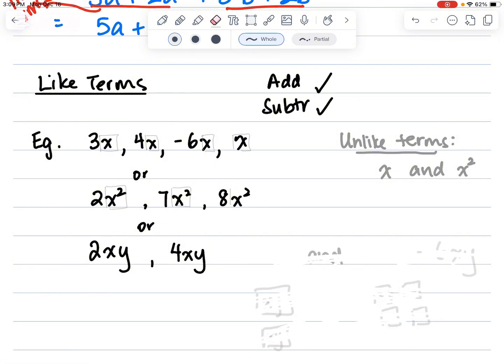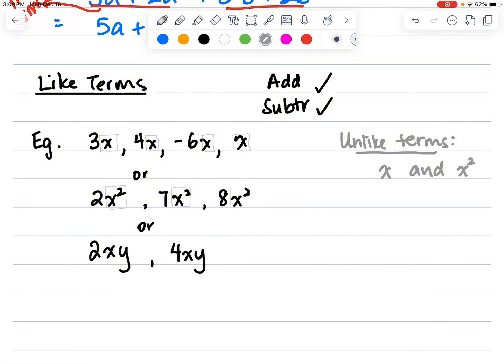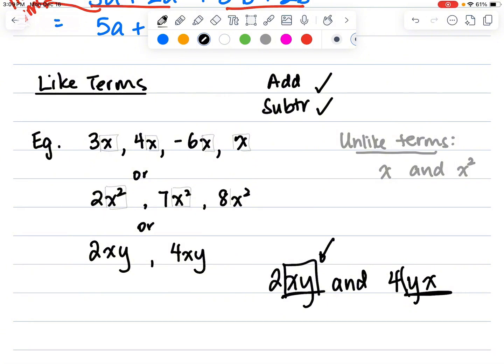Now, if that made sense, I want you to put your thinking caps on and decide whether or not this and this are like terms. Now, they look very similar to the last example. This is the part that's different. So I want you to decide whether they are like terms or unlike terms. And my hint to you is this means multiplication. So this means x times y. This means y times x. Are those two things the same or are they different?